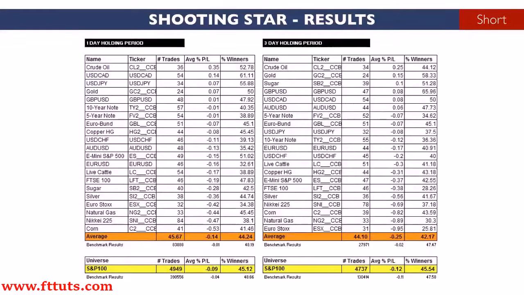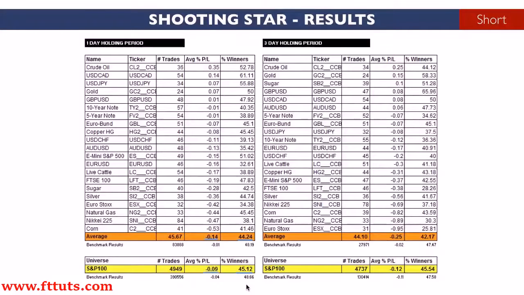Looking at the first table of results, we can see the average profit or loss from shorting a shooting star candle pattern and then holding the trade for one whole day. So you can see that this pattern has lost money overall. Shorting a shooting star produced an average loss of 0.14% across our 21 markets, with a 44% win rate, and an average loss of 0.09% on stocks, with a win rate of 45%.